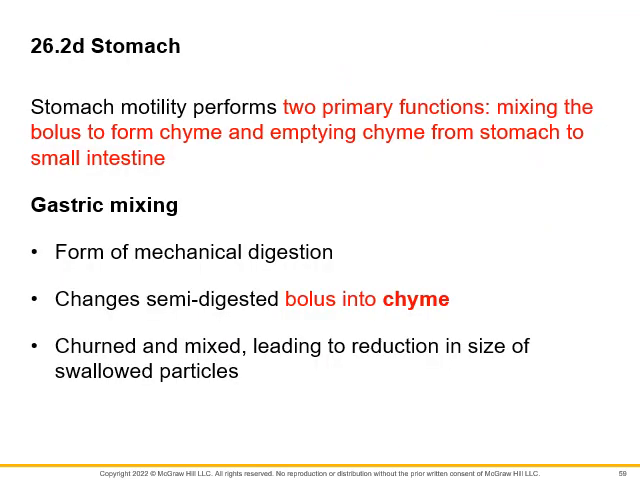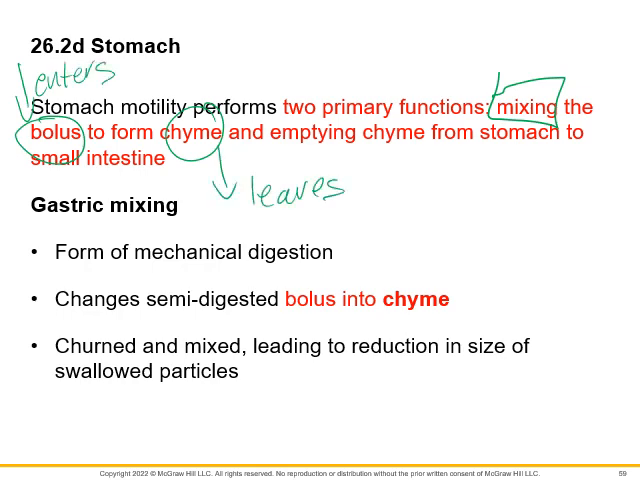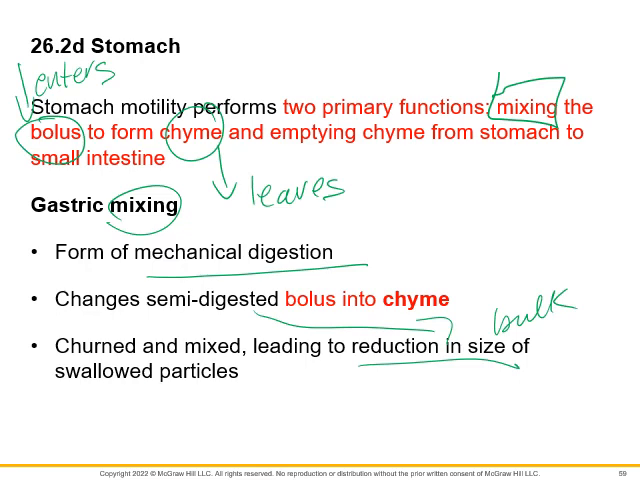So we're going to see two primary functions. We're going to mix the bolus of food to form something called chyme. Think of it as bolus is what enters the stomach, and chyme is what leaves the stomach. So we're going to have mixing, mechanical digestion. We're going to change the bolus into chyme. We're going to reduce the size. Again, we're going from bulk to smaller molecules so we can absorb them when we get to the small intestines.